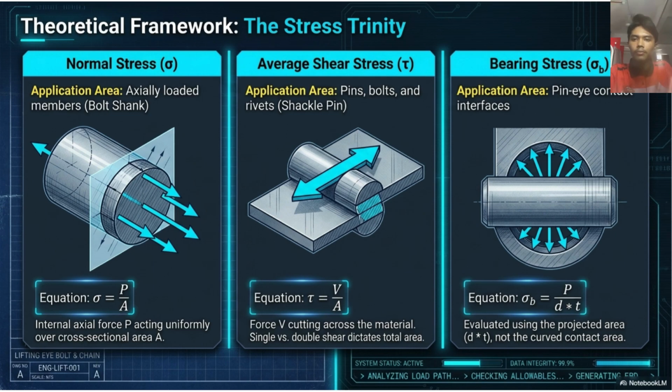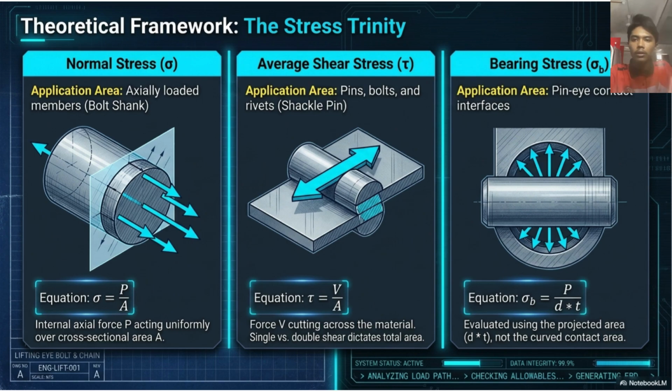Next one, average shear stress, which focuses on pins, bolts and rivets, specifically our shackle pin. The shear force cuts directly across the material. We will evaluate whether it acts in single or double shear, as this dictates the shear area.